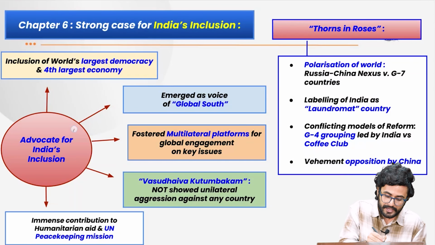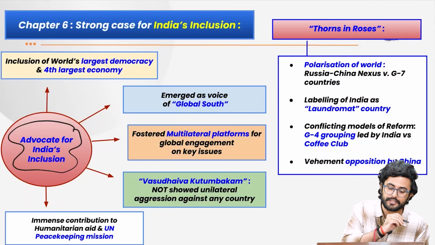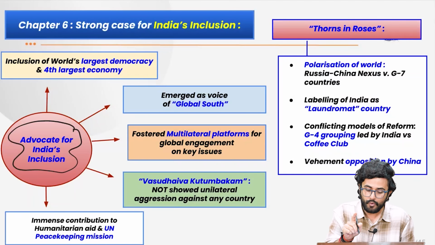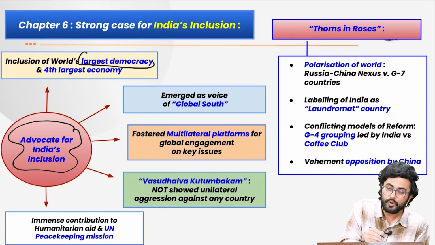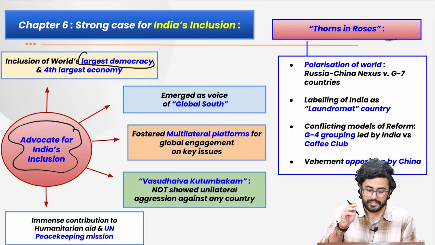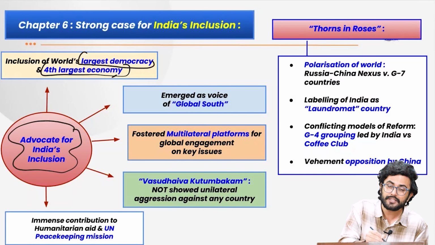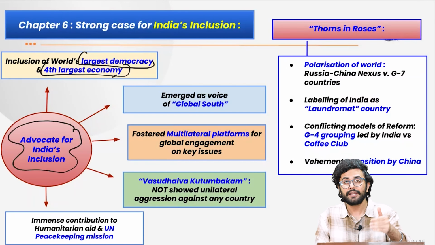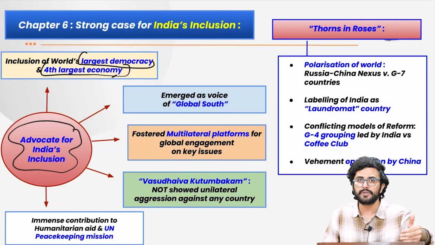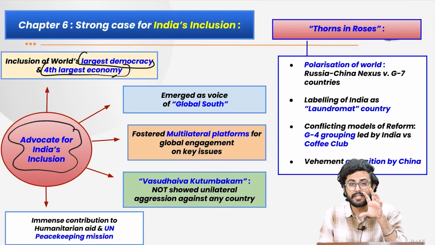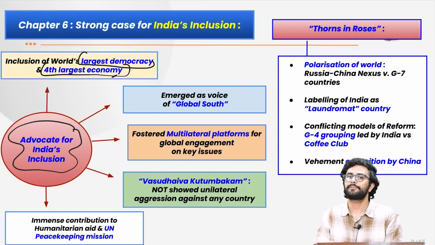you should argue as an important advocate for India's inclusion by telling how India is currently the world's largest democracy, as well as the 4th largest economy, and we are aspiring to become Viksit Bharat, a developed nation, by the year 2047 with an economy of $30 trillion.